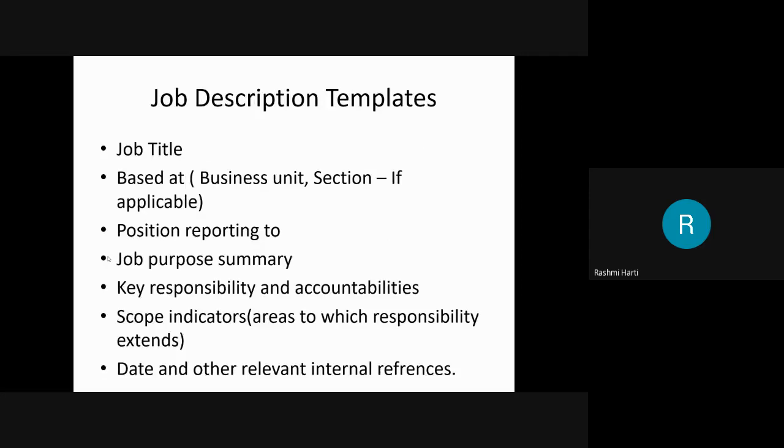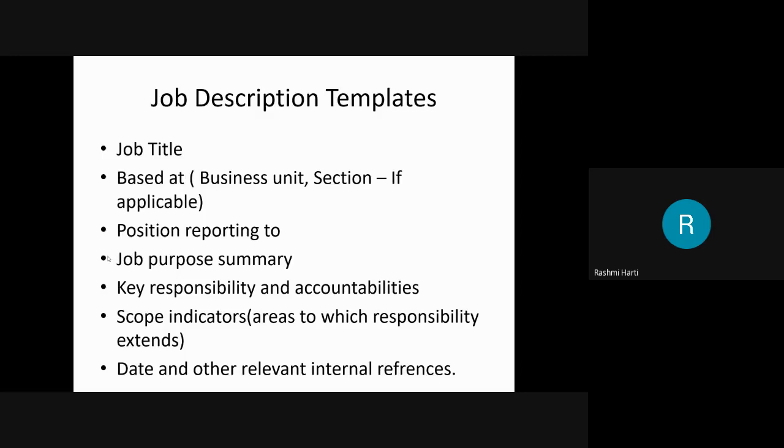Now, moving on to the job description template, how does it look? First, it includes the job title. I've just taken a basic template. It again differs based on the job, based on the companies, and all those things. So the job title is put forth first, and then based at which unit, the business unit, if it is required. Then, position reporting to, that is, whom that particular person will be reporting to.